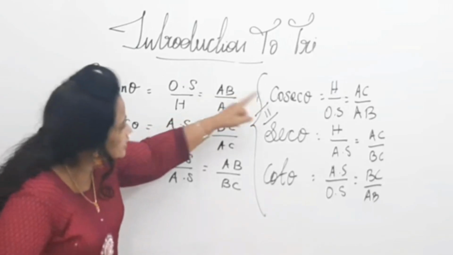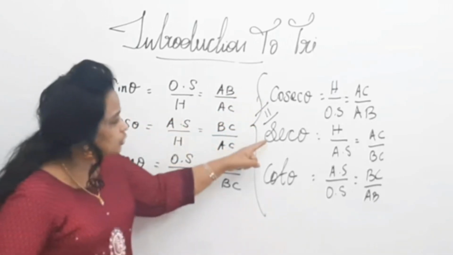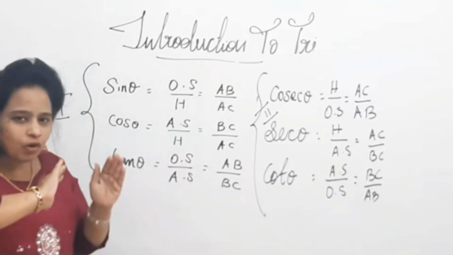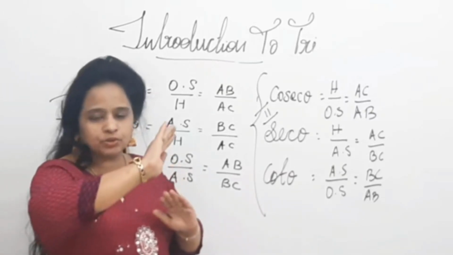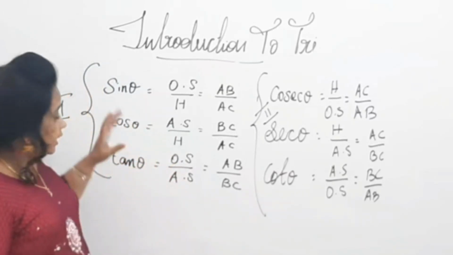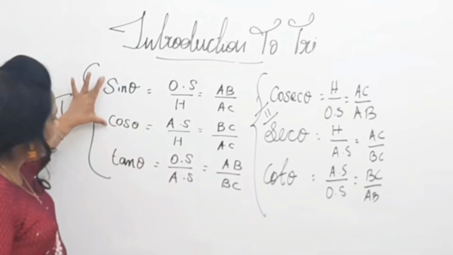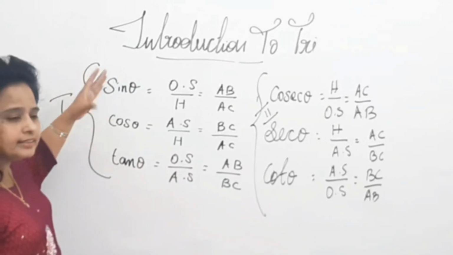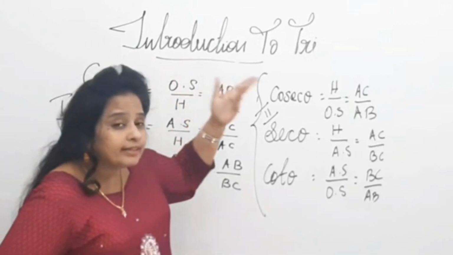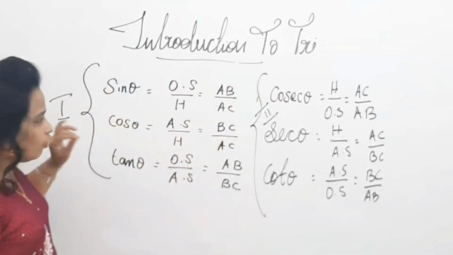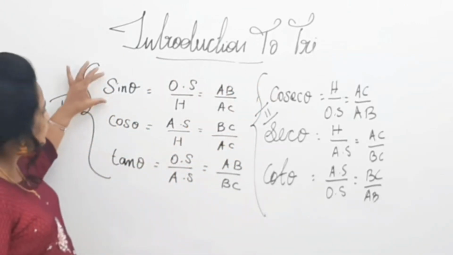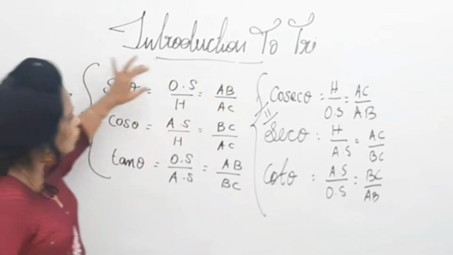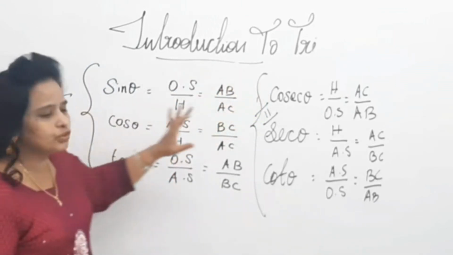S goes with C and C goes with S. That is, S and C are correlated, so they always go together. But in the identities, S goes with C here. That is, you will find the identity sine square theta plus cos square theta is equal to 1. But for the ratios, they always go with S goes with C and C goes with S.